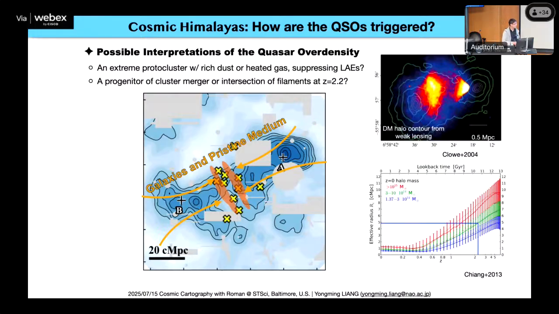Yeah. One of the possibilities we are now considering is that during the protocluster merging, intergalactic gas may lose its momentum more easily, inflowing to the galaxies, and further inflowing to the center to trigger the quasars. And in the Bullet Cluster, actually we do have such a suggestion that in between they have a higher AGN fraction.